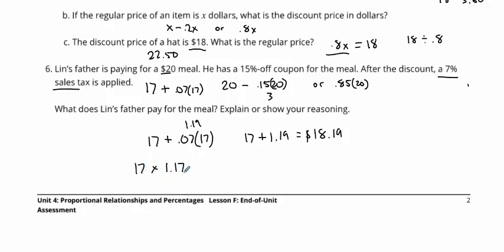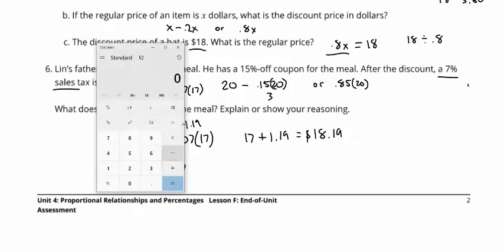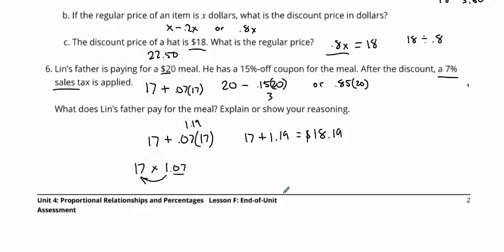The other way to figure that out is, since we pay 7% tax, he pays the whole amount, right? The 1 represents the whole amount, and this 0.07 represents the 7% tax. So 17 times 1.07, we should get $18.19 also. So 17 times 1.07 is $18.19. So two different ways to look at that problem.